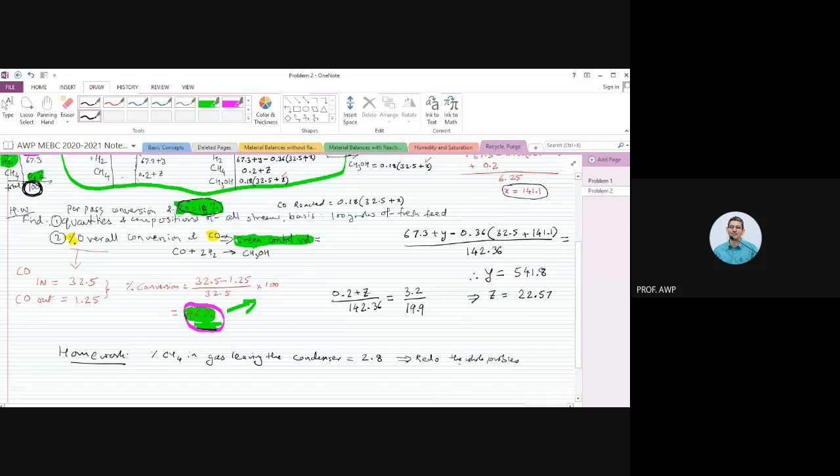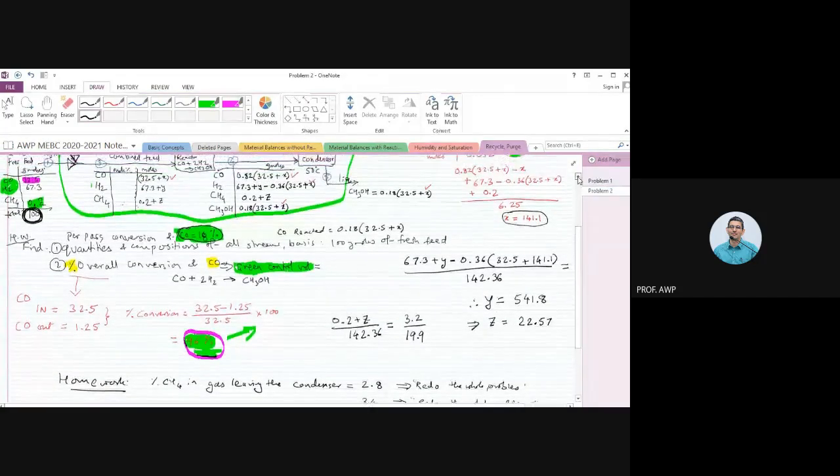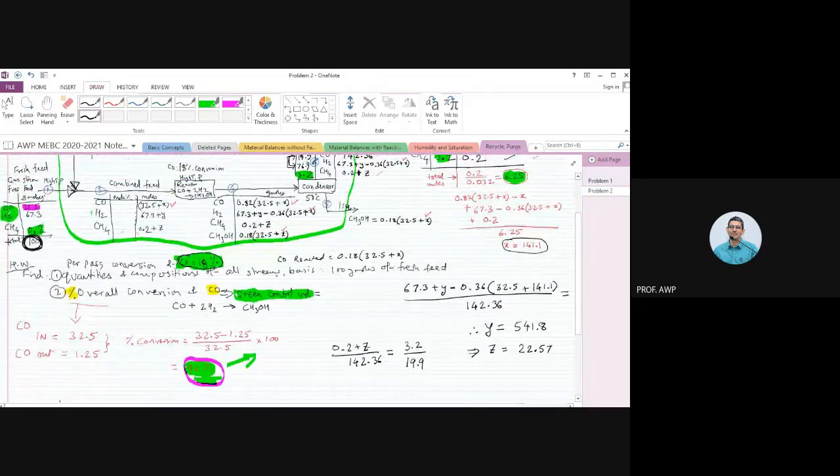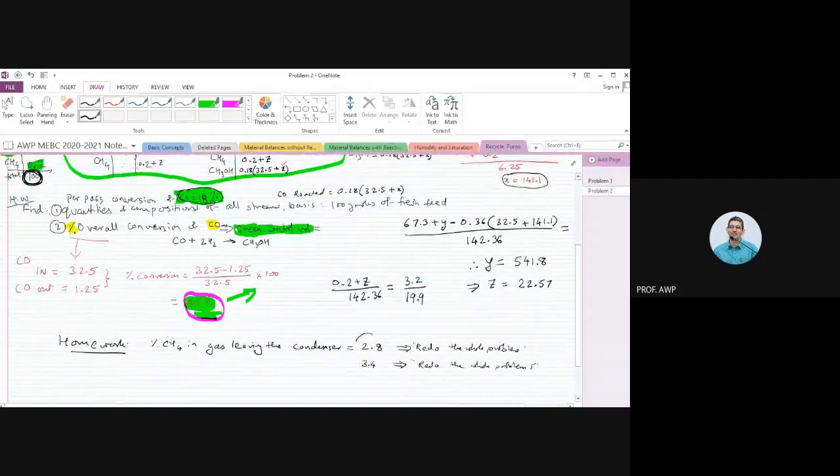Or instead of 3.2, suppose I make it 3.4, you can again redo the whole problem and see how things change, how the overall conversion changes, how the recycle amounts change, how the flows and how the total gram moles of each of these components change. Right? So that is something that you should do for yourself.